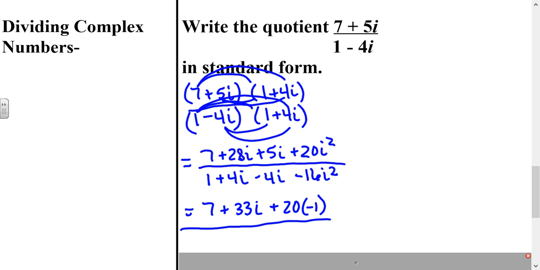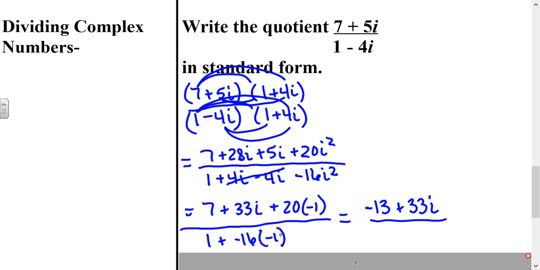And I'm going to do the same with the bottom. So if I combine like terms in the middle, 4i minus 4i cancels out. That's why we multiply by the complex conjugate, because that's what makes it cancel out. And then if I remember, i squared is negative 1, so I get 1 plus, and then negative 16 times negative 1. So if I simplify this now, this becomes negative 20, and 7 plus negative 20 would be negative 13 plus 33i.